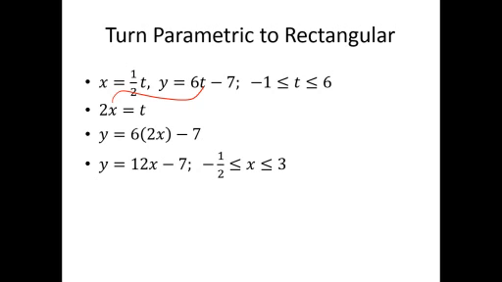Now, as you notice, the parameters changed, or my domain has changed. And how I got my domain to change is because what I've done is I've taken -1, plugged it into t, and solved it. I get a -1/2. And then I've taken 6, plugged it into t, and I've solved for my x for both.